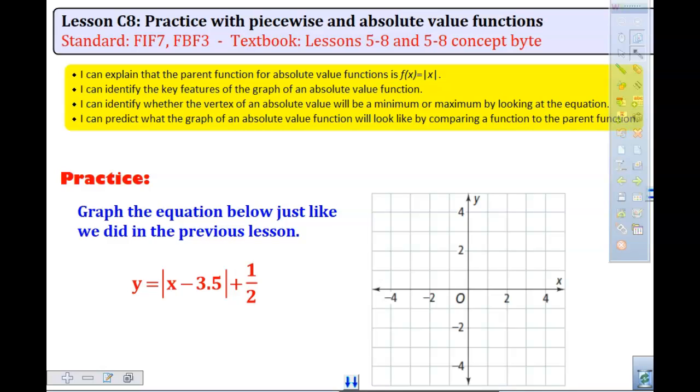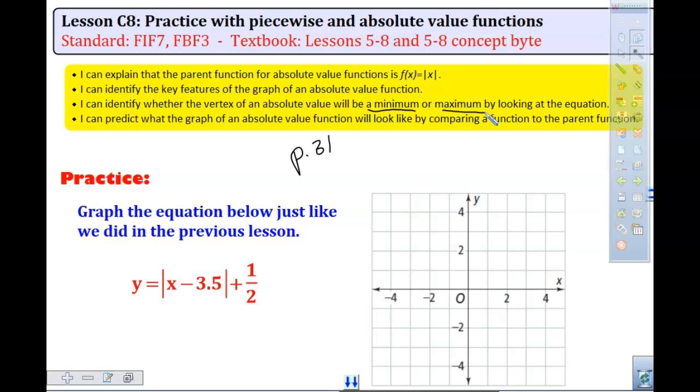So, if you would please turn in your notes workbook to C8. Be able to talk about that parent function, which is the absolute value of x. It tells us it goes up, the origin or the vertex is at 0, 0, and the slope is 1 and negative 1. We're going to look at those key features. We're going to be talking about if it's a minimum or a maximum by looking at the equation, because this one has a minimum at 0, 0, because it always goes above that. That means my range is only going to be above 0.